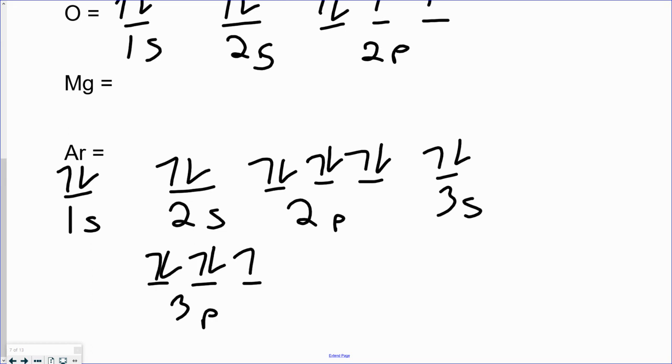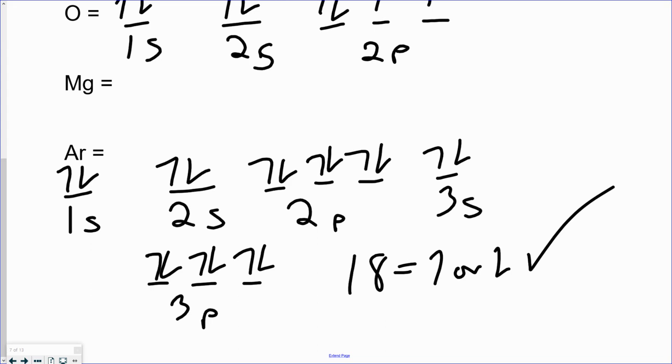There's 3, 4, 5, and 6. There's argon. How can you double check that you have the right number of arrows? The atomic number of argon is 18, so you should have 18 arrows. So 2, 4, 6, 8, 10, 12, 14, 16, 18. We are good.